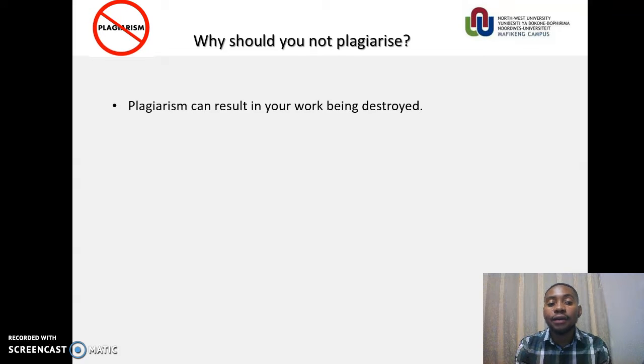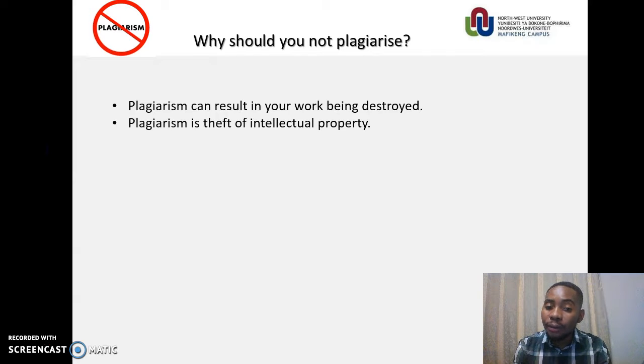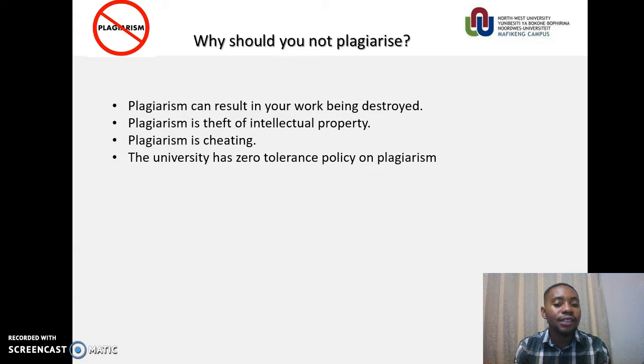Why should you not plagiarize? Plagiarism can result in your work being destroyed. Plagiarism is a crime. It is termed academic theft. Plagiarism is theft of intellectual property. Plagiarism is cheating. The university has a zero tolerance policy on plagiarism. There is a protocol where one plagiarizes; ultimately one faces charges of theft of intellectual property, ideas belonging to other people.